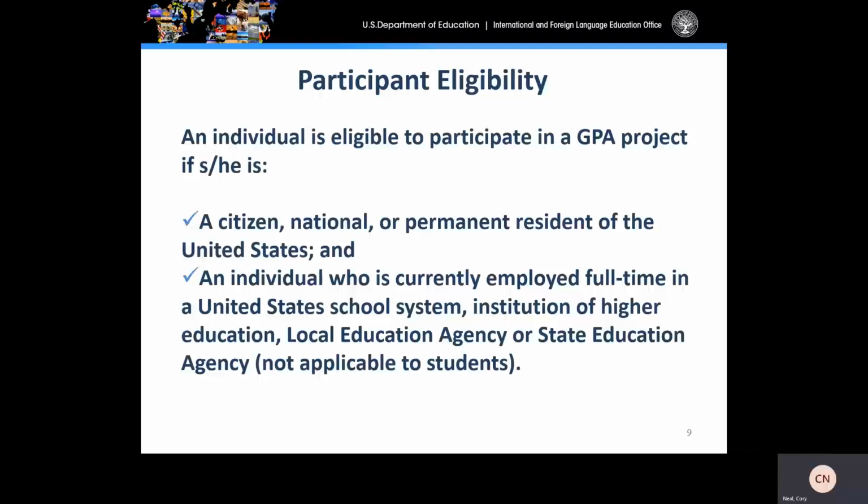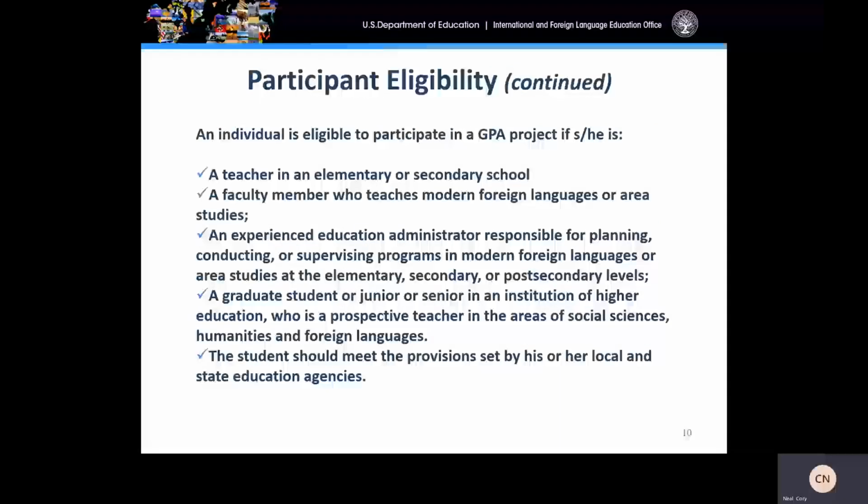An individual is eligible to participate in a GPA short-term program if he or she is a citizen, national, or permanent resident of the United States, meaning they have a green card, and an individual who is currently employed full-time in a U.S. school system, institution of higher education, local education agency, or state education agency. Obviously, this is not applicable to students. Individuals who are not currently employed and are studying full-time or its equivalent are not eligible. The program will allow a combination of teaching and studying at 100%.